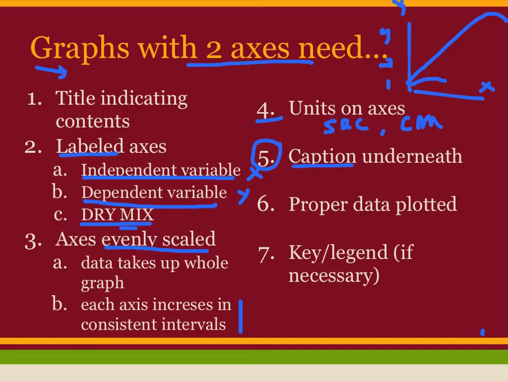Sixthly, this goes without saying, but the proper data needs to be plotted. You can't just give me good axes, but I would actually prefer to see proper and accurate data plotted on your graph. And finally, this doesn't necessarily have to happen, but if necessary, you should have a key or legend that indicates maybe one line or one bar if it's color-coded or something to that effect. And we'll talk about that more as well.